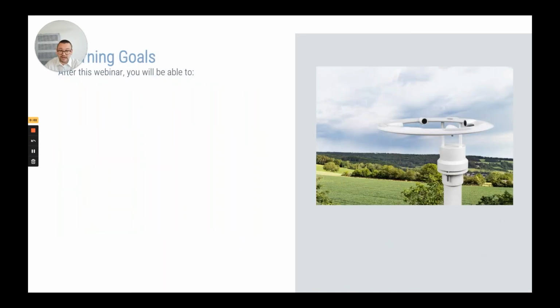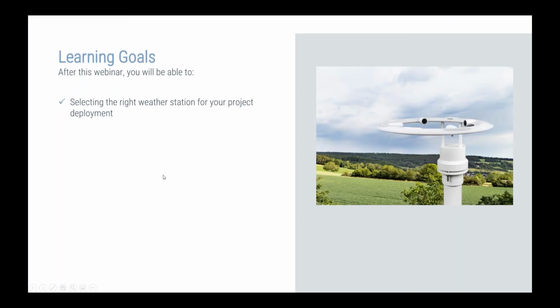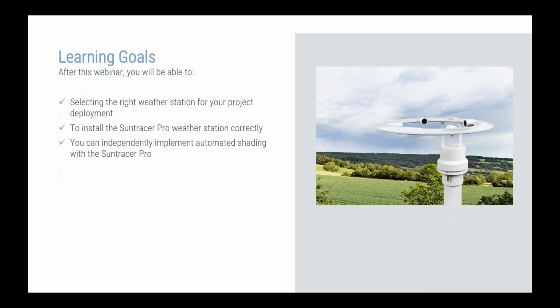So after our webinar, you will be able to select the right Elsner weather station for your project and how to mount it correctly. Also, you will learn how to install the SunTracer Pro weather station correctly. And you will be able to independently implement automated shading with the SunTracer Pro.